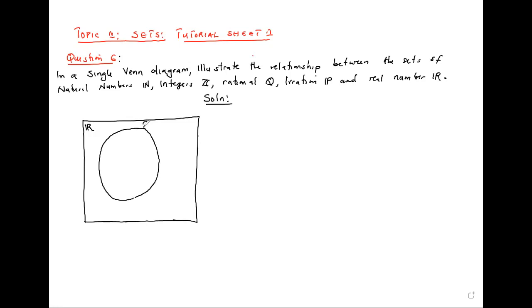rational numbers. Then we'll have a set of irrational numbers. Irrational numbers and rational numbers are disjoint. Then we have integers in rational numbers. We have integers here, and then in integers, we have natural numbers.